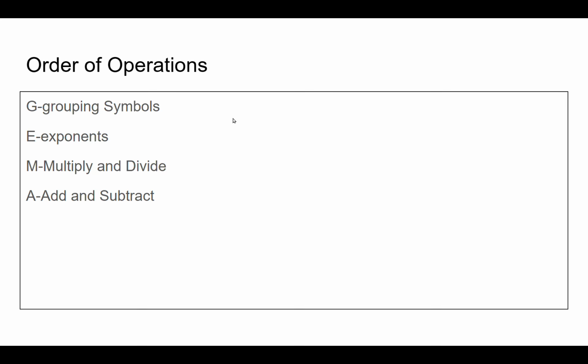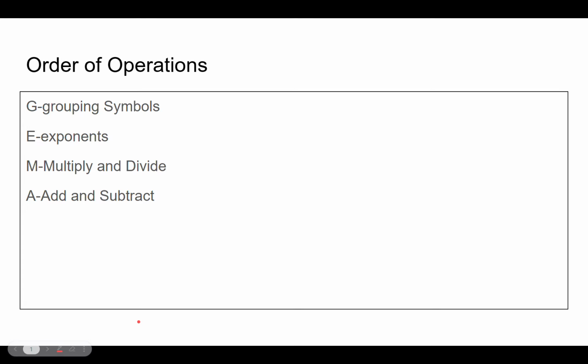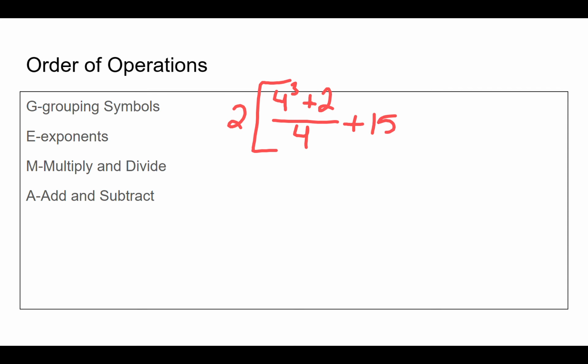Okay, so let's do one more problem in practicing order of operations. This one is going to involve a little bit of a fraction type of feel to it. Let me write it out here. So we're going to have 2, and in brackets we're going to have 4 to the third power plus 2 all over 4 plus 15 minus 20. Okay, so this is the problem we're going to start with.